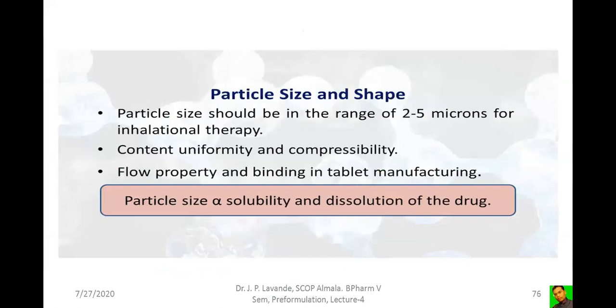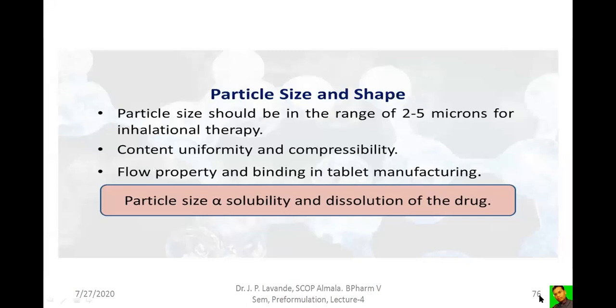So particle size and shape have great significance, and based on the particular dosage form, the specific particle size needs to be maintained. Particle size should be in the range of 2 to 5 microns for the inhalation therapy. If we are going for inhalation types of dosage form, it is strictly necessary that the particle size remain in the range of 2 to 5 microns.